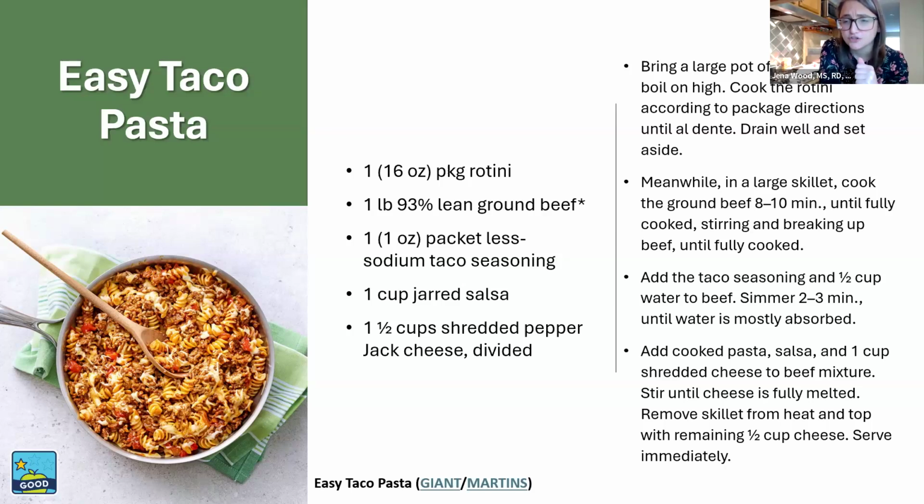I'm not going to read through all of the directions. You will receive this, and of course, you can always go to the recipe on our website. But literally, we're going to boil the pasta. Super easy. We're going to cook the ground beef. If you've ever cooked ground meat for tacos, we're going to add the taco seasoning with a little bit of water after the beef is mostly cooked. Let that absorb. Then we're going to toss in the rest of the ingredients. This is so simple. The pasta, the salsa, and the cheese.